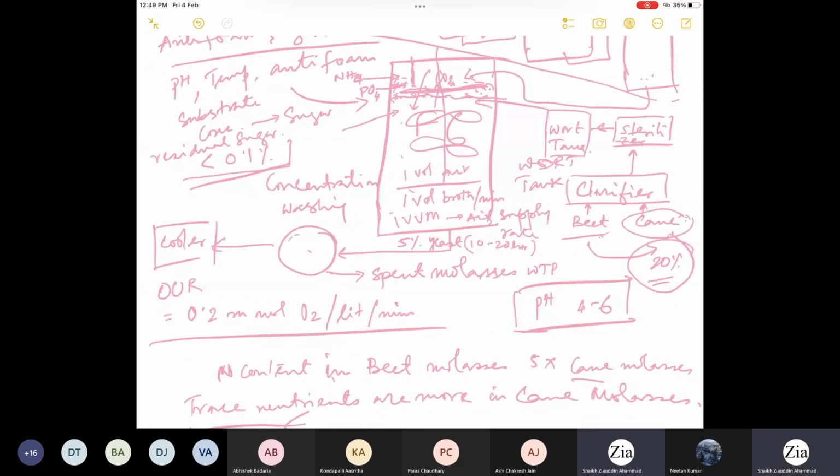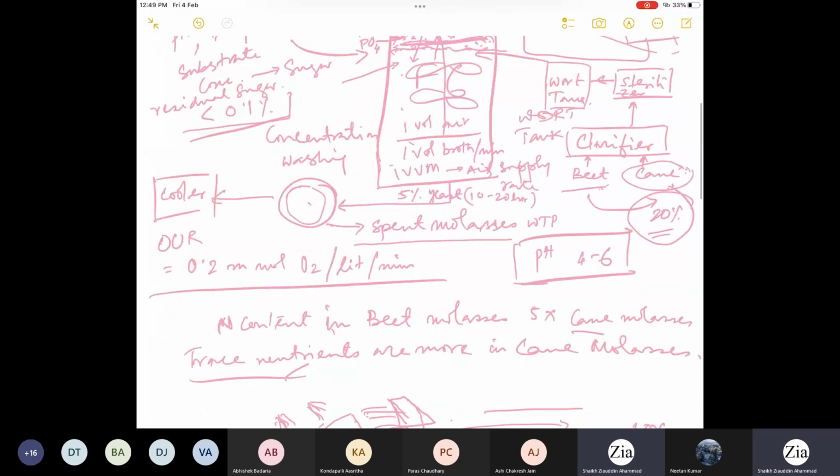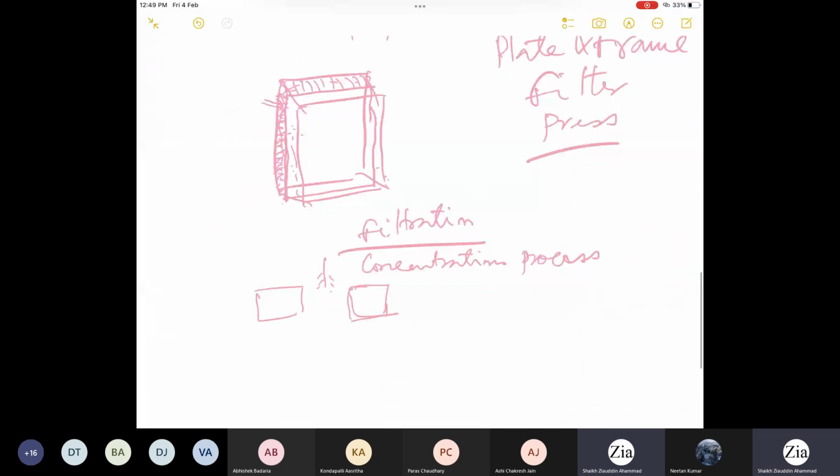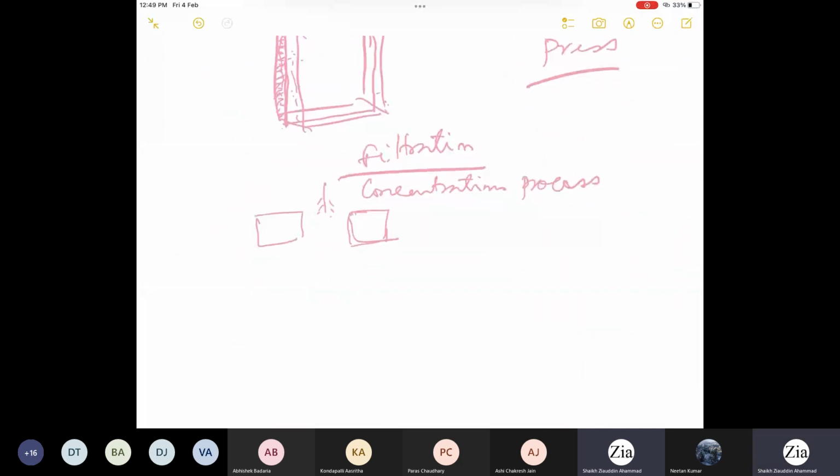So after washing and concentrating it, one stream will go to the waste treatment plant. Whatever wash liquid you get will be your spent molasses. Residual broth and other nutrients will be in that stream, and it will go to the waste treatment plant for further treatment. And the cake will have further processing to remove moisture to get different kinds of material.